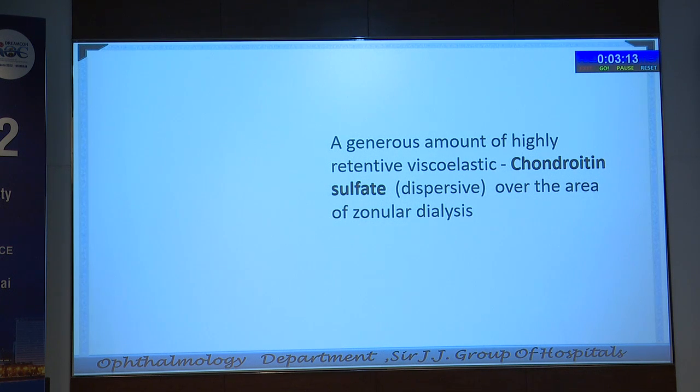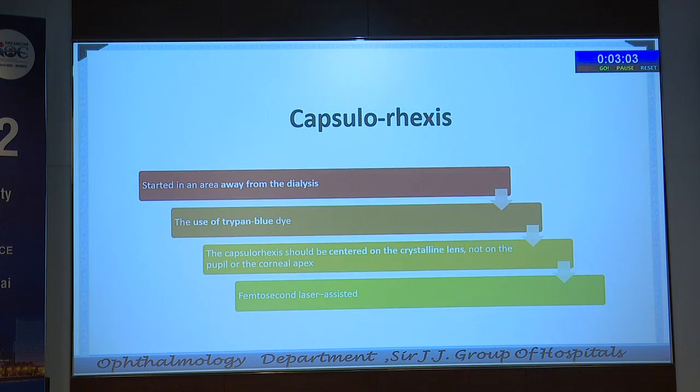A generous amount of retentive viscoelastic or chondroitin sulfate over the area of zonular dialysis will help you for the surgery. Now the rexis here is started in the area away from the dialysis. Where the dialysis is not there, you can start the rexis. The use of the trypan blue dye. The capsular rexis should be centered on the crystalline lens, not on the pupil or on the corneal apex.